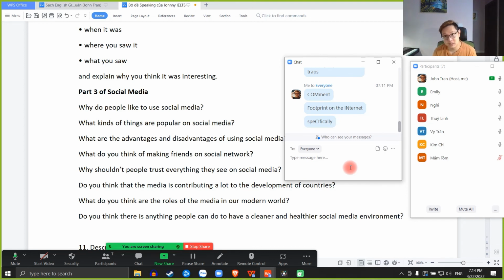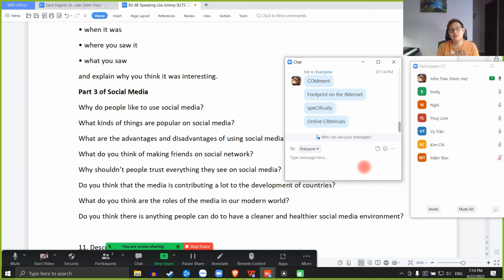Now, what about the government? So some government, they have a specific department to track down online scammers, to track down online criminals. Ở một số đất nước, họ có cái bộ phận mà chuyên môn để mà track down online criminals. Để mà truy tìm dấu vết của những tên trộm tội phạm trực tuyến. To track down online criminals. And that is what the government can do to protect their citizens. Để bảo vệ những cái công dân của họ. Okay, what else then?